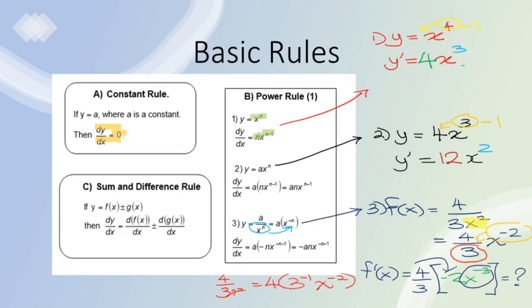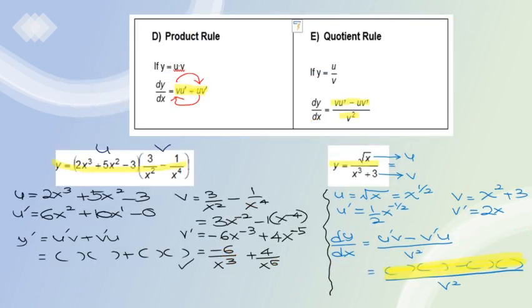Okay, for C, the summation and difference rules. If plus, then plus; if negative, then minus. Okay, for D and E, D is the product rule. So this is the example. And for the quotient rule, this is the example.